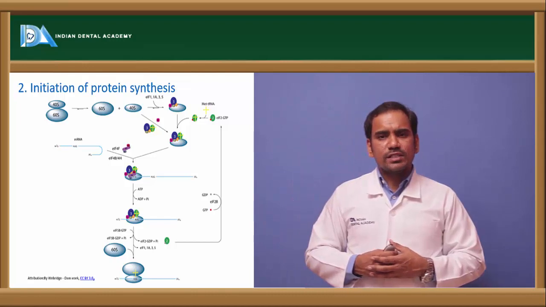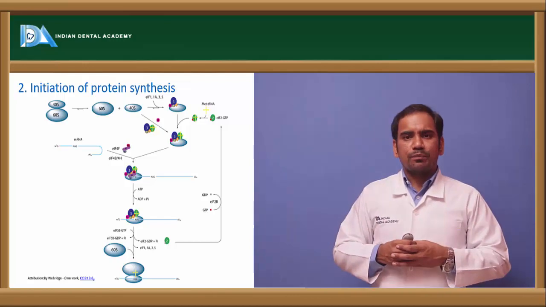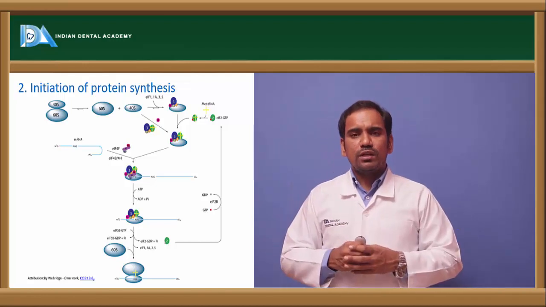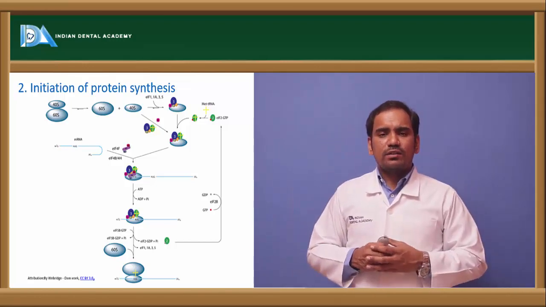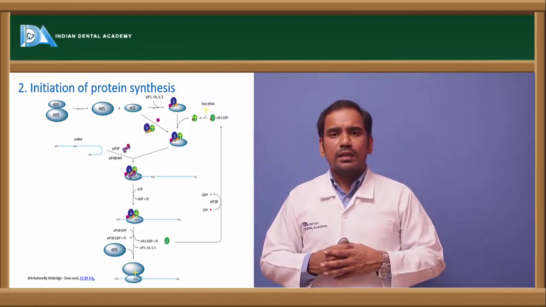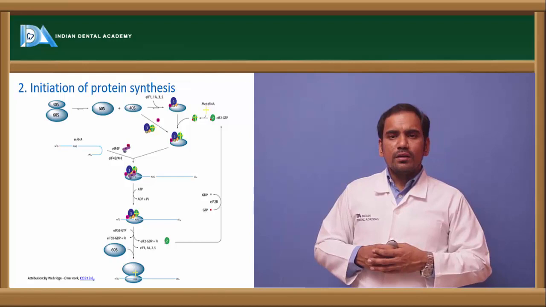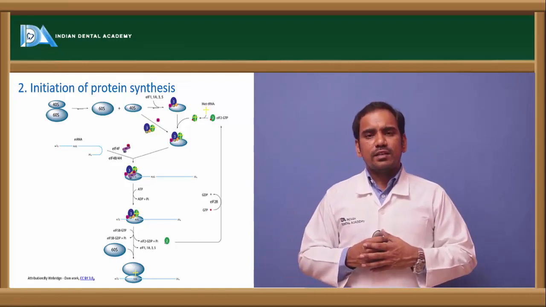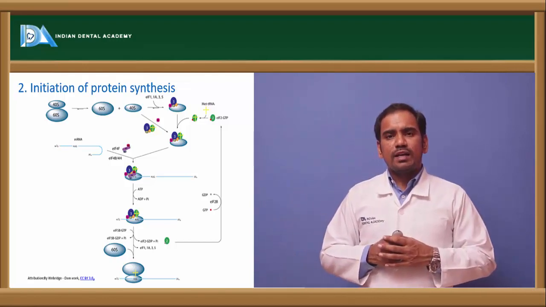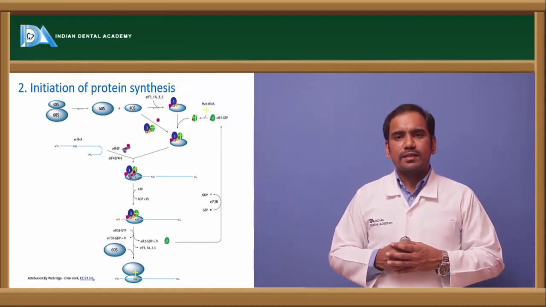This 48S initiation complex scans the mRNA and searches for the initiation codon AUG, right? So it searches for the AUG codon and binds with it. After that, the 48S initiation complex reassociates with the 60S subunit, and that is converted into the 80S initiation complex. Initially, when you are starting initiation, the 80S ribosome is dissociated into 60S and 40S. So that 60S subunit reassociates with the 48S initiation complex, and it forms the 80S initiation complex.